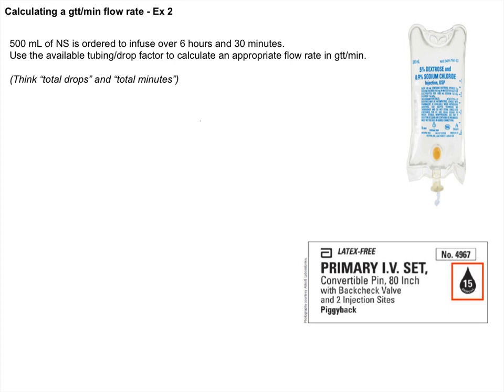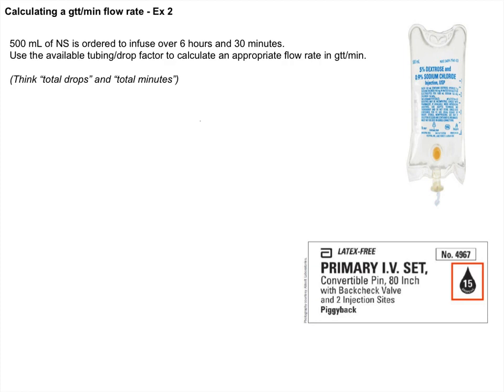Again, if you think back to that informal strategy, think about the total number of drops in this bag, divide that by the total number of minutes, and you should have your flow rate. So if you want to pause this video and go ahead and try that, I'm going to give you a second to do that, and when you unpause it, you'll be able to come back and check the answer.